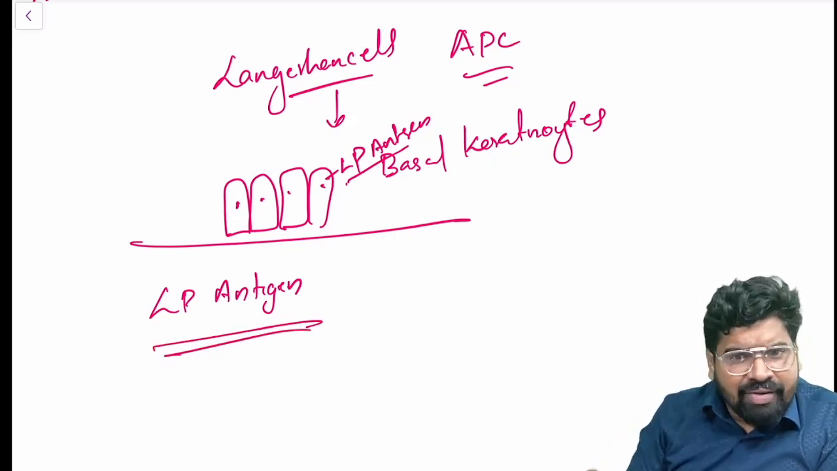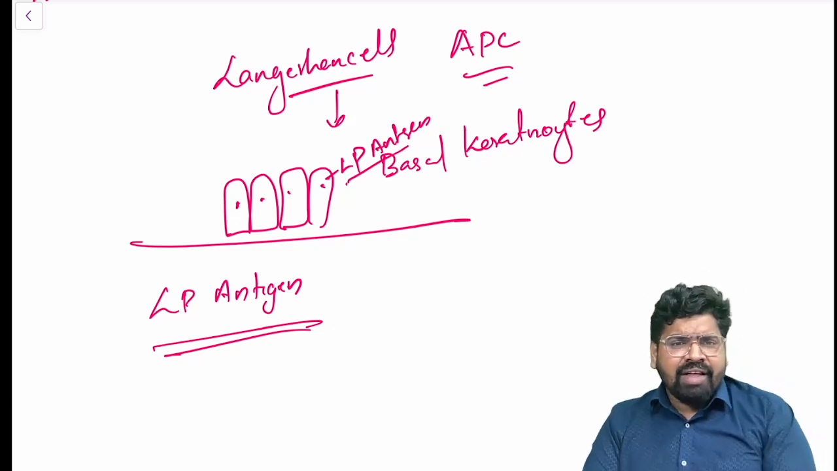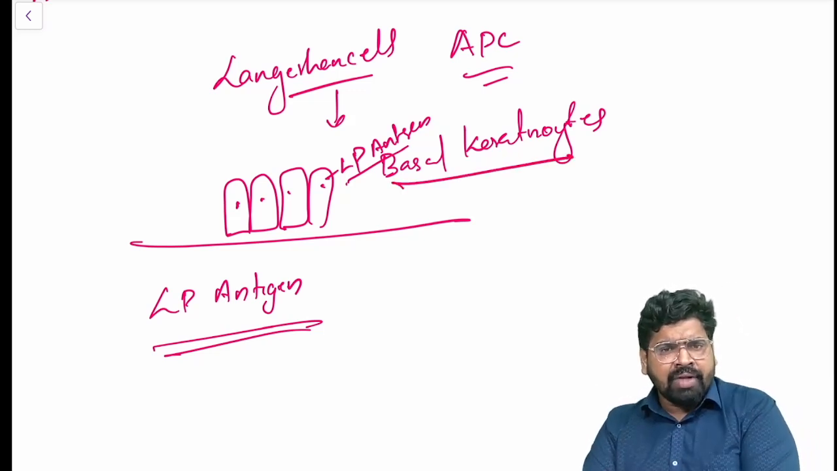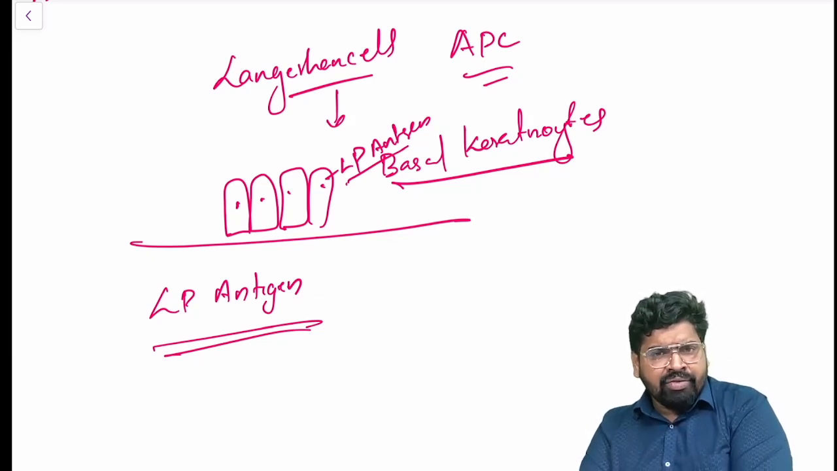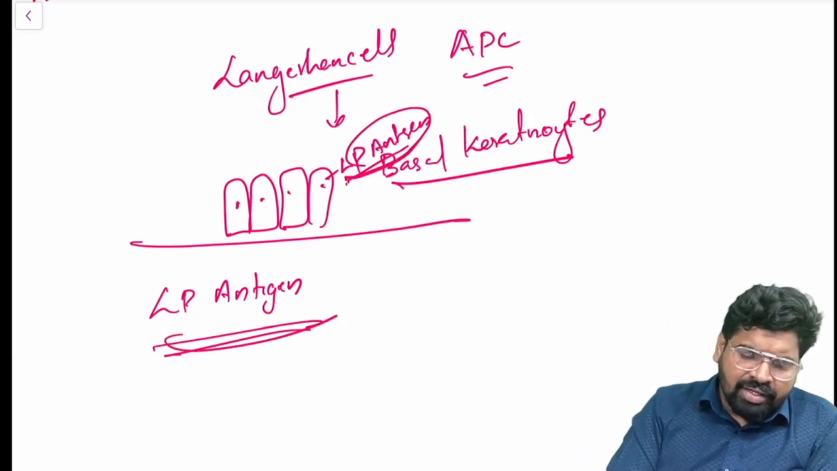So the Langerhans cell was doing surveillance. By chance encounter, what happens? They found that on the basal keratinocytes, oh, there is some antigen. I don't think this is our own antigen. This is some kind of foreign antigen. So they caught this LP antigen.